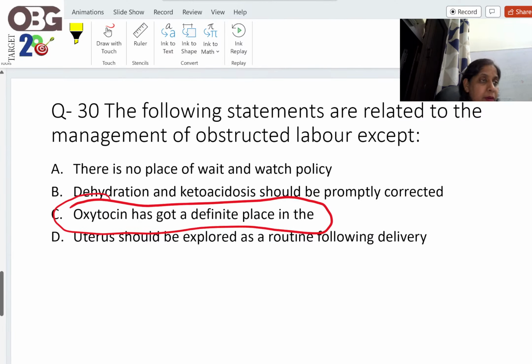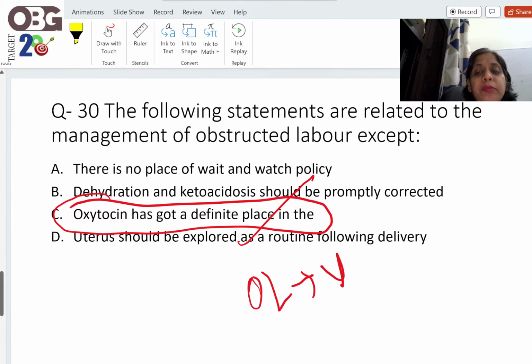The following statements are related to the management of obstructed labor except, if we give oxytocin. If we give an obstructed labor patient oxytocin, what will happen, Nimra? ऑक्सीटोसिन अगर हम देंगे ऑब्स्ट्रक्टेड लेबर वाले पेशेंट को तो क्या होगा? रप्चर हो जाएगा. वेरी गुड. और इसीलिए ऑब्स्ट्रक्टेड लेबर को ना हम वैक्यूम देते हैं, ना हम फोर्सेप देते हैं और ना ही वेजाइनल डिलीवरी करते हैं. ये हाइपर स्टिमुलेशन से रप्चर हो जाएगा. तो ऑक्सीटोसिन इज कॉन्ट्रा इंडिकेटेड.